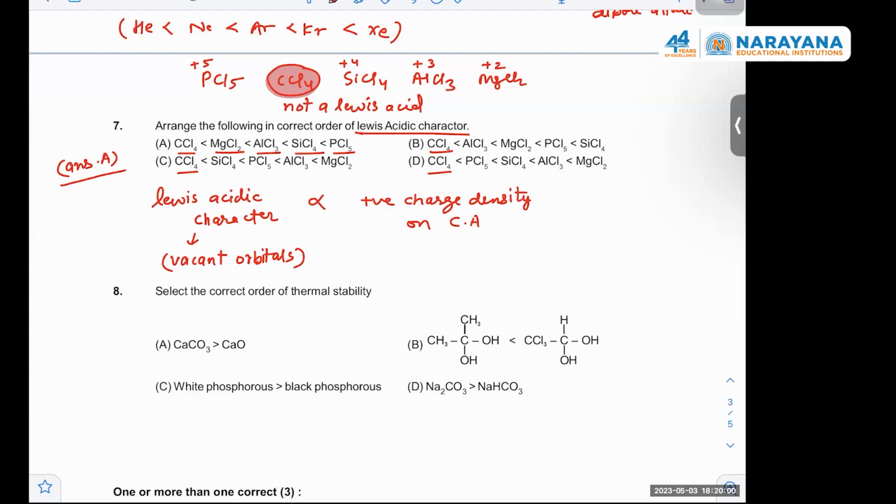How will we solve this question? Is it a multi-correct question, sir? Yes, I think it is multi-correct, because I can see that B is also correct. B is also correct because it will be chloral hydrate. Chloral hydrate is a stable hydrate.